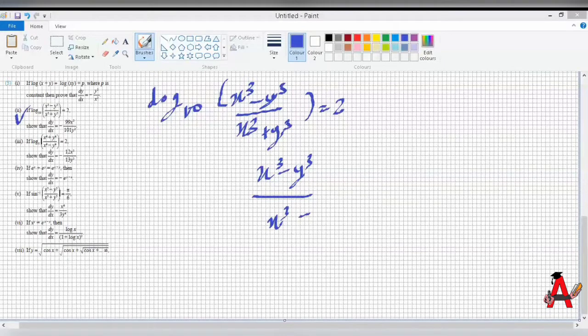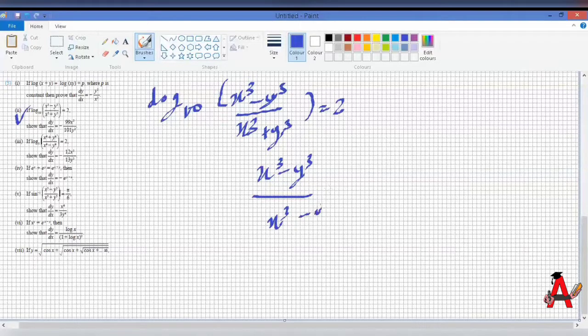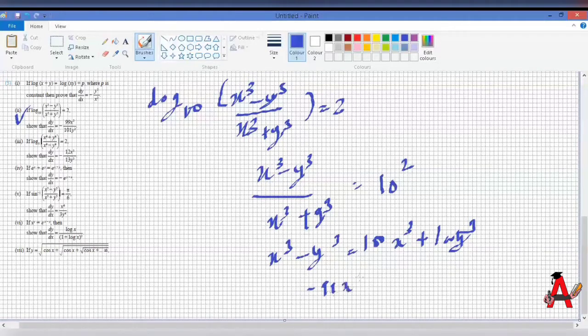Just give me a minute. (x raised to 3 minus y raised to 3) upon (x raised to 3 plus y raised to 3) is equal to, now this log goes to the other side to the base, it becomes 10 raised to 2, because when log goes to the other side, whatever its base is, it takes it to the power. Now when you try to solve it, it will become x raised to 3 minus y raised to 3 is equal to 100 into x cube plus 100 into y cube, which gives minus 99x cube is equal to 101 y cube, and then you differentiate.